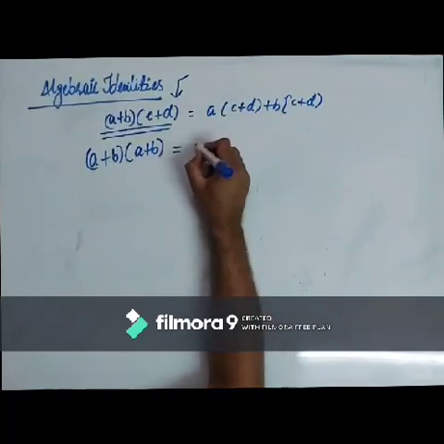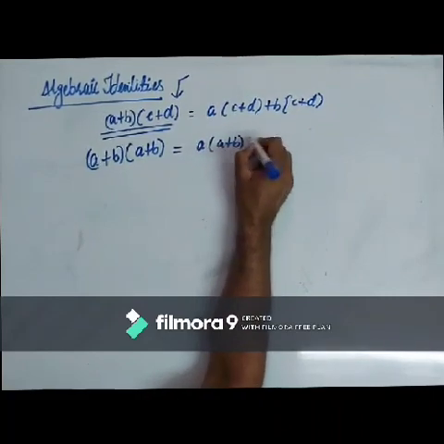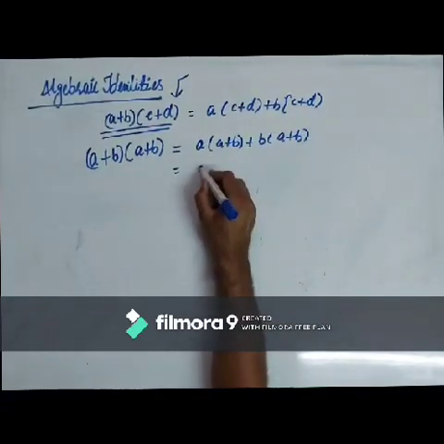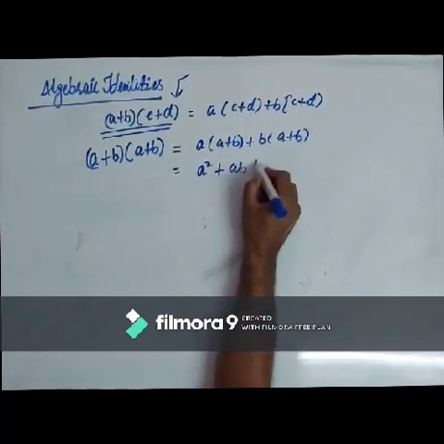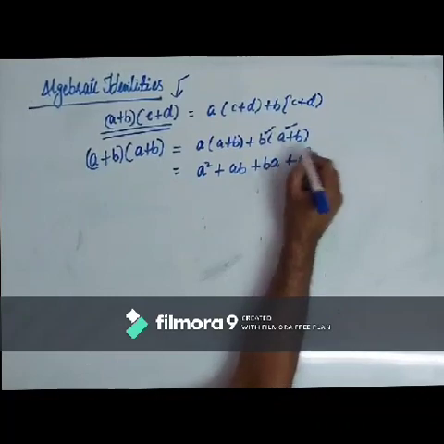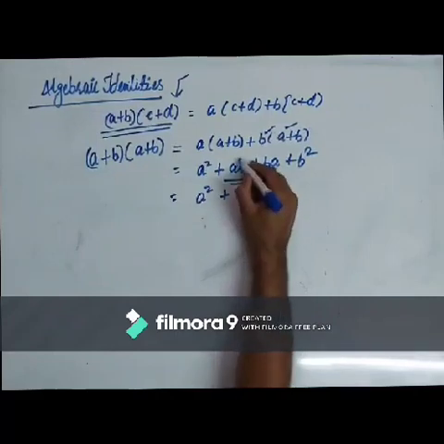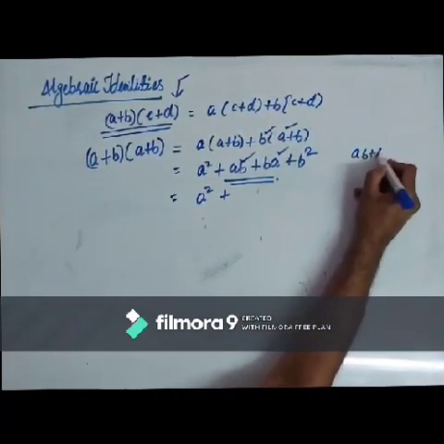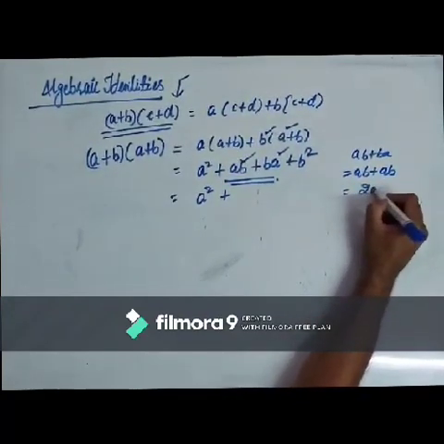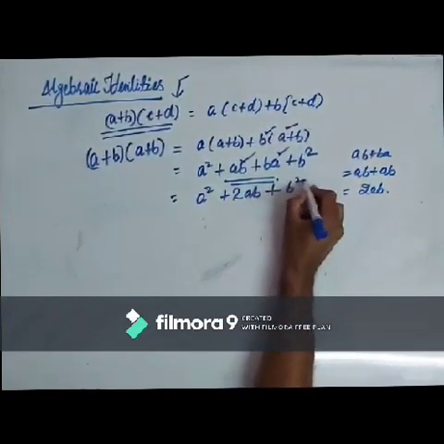So in a similar pattern, I will be getting a into a plus b plus b into a plus b again. So finally you will have a square plus ab plus ba plus b square. The terms ab and ba are like terms, so we have a square plus ab plus ba, which means ab plus ab, so it will be 2ab, and plus b square.